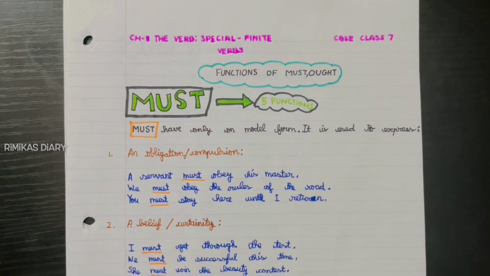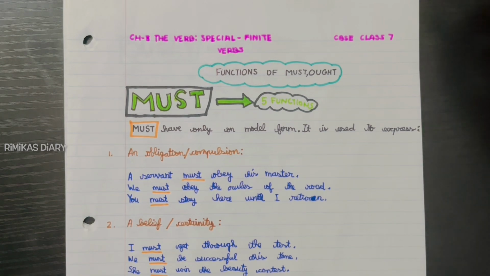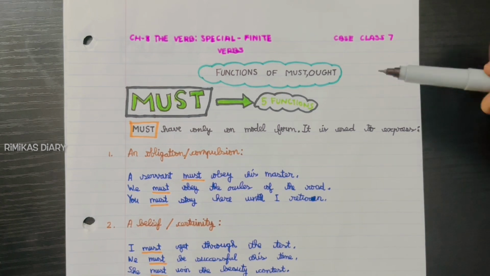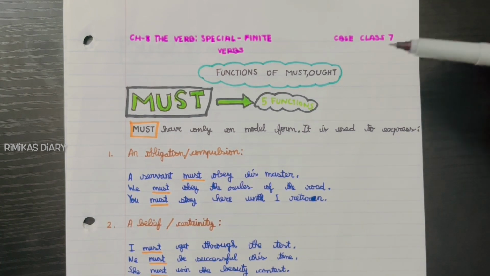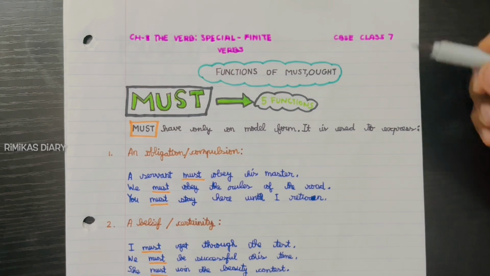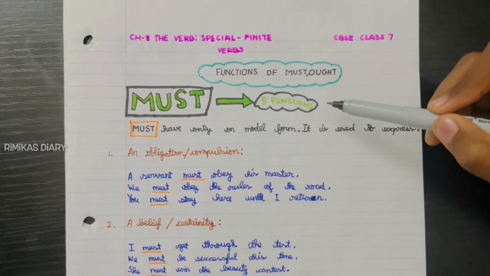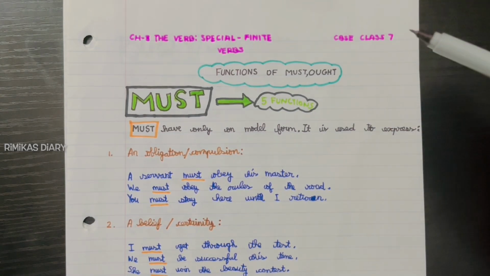Today we're going to be seeing some grammar in CBSE Class 7, Chapter 8, the verbs, special finite verbs. Before we get into the video, this is the last video of this chapter. Today we're going to be learning functions of must and ought. So first, let's see the functions of must. There are 5 functions. Let's see them one by one, in detail.